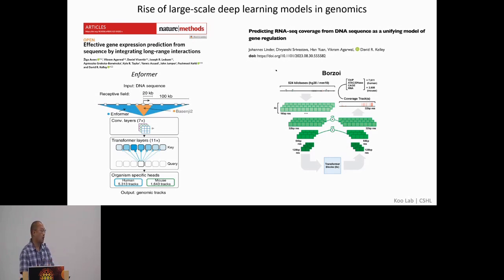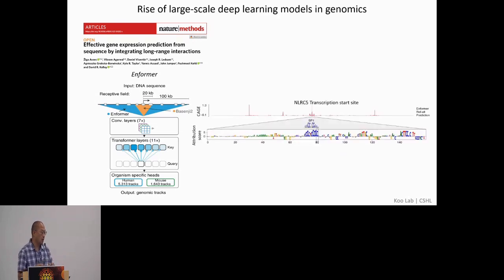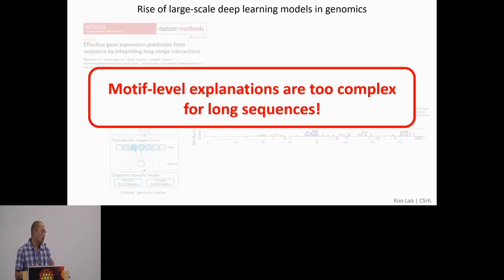Of course, we can perform attribution analysis, and that's what was done in the original study. If you're not familiar with attribution analysis, it's basically like an in silico version of saturation mutagenesis, where we're measuring single nucleotide effects. And if you zoom into one region, you can see that Enformer bases its predictions on patterns that resemble motifs. But at the scale of hundreds of kilobases, these low-level motif-level explanations are simply too complex for humans to process.